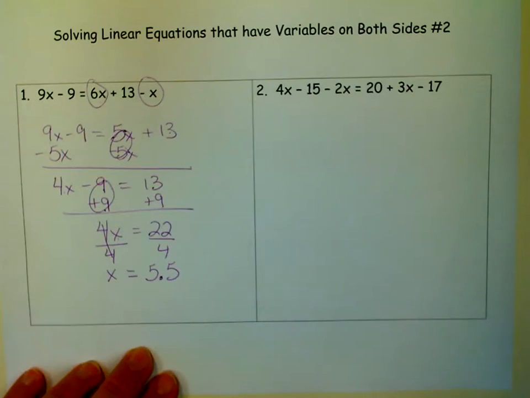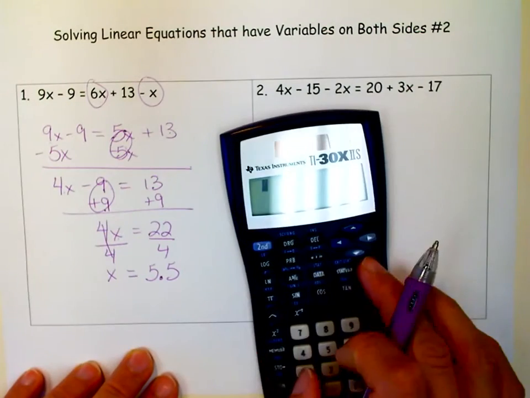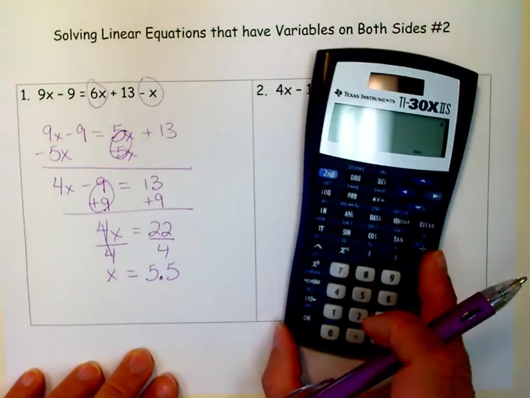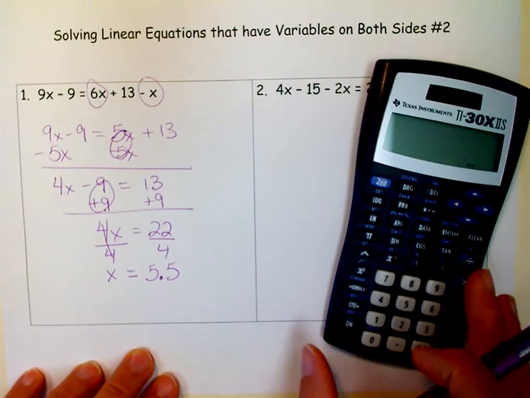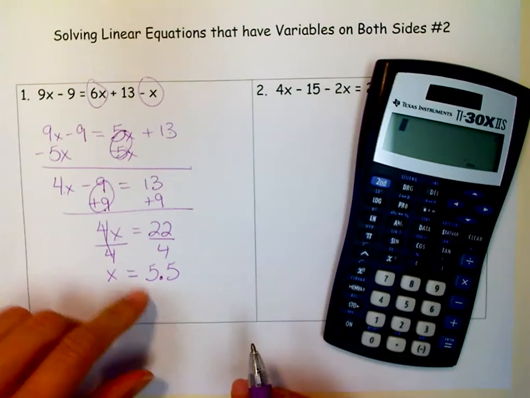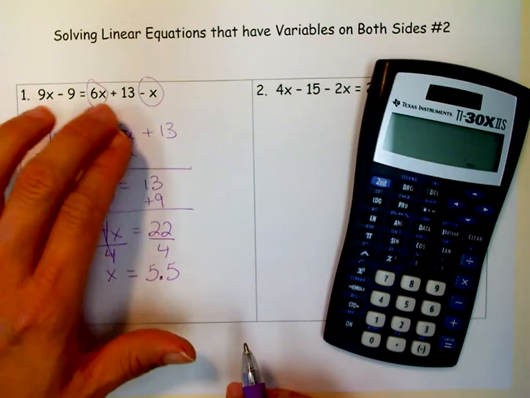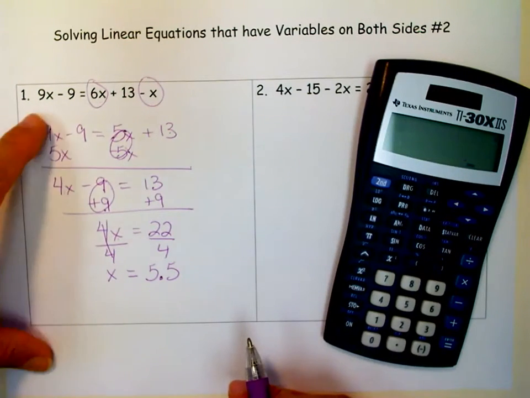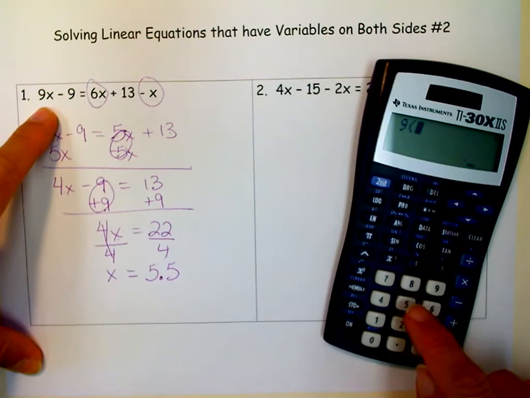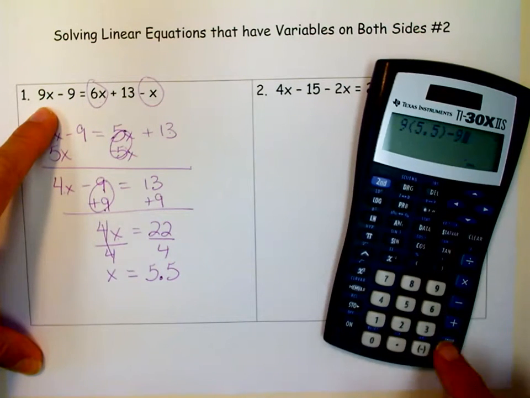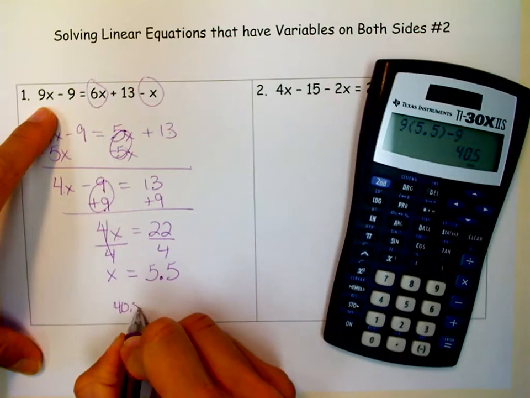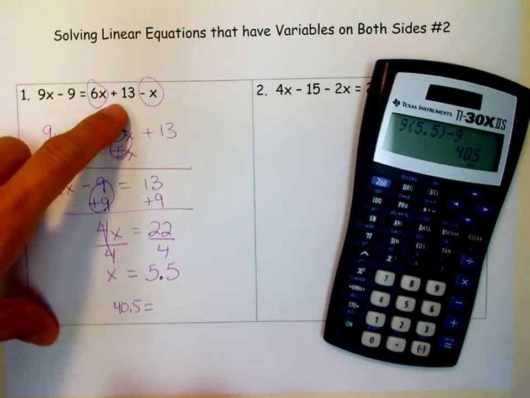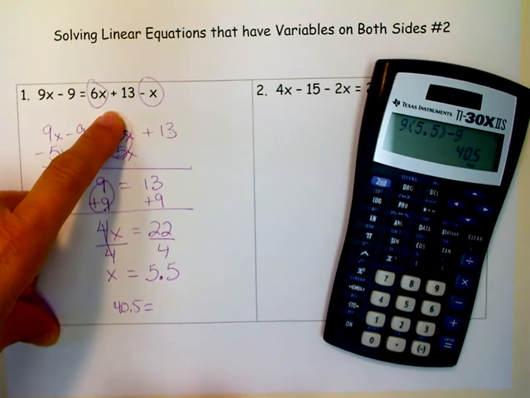And now to check that, remember, when we're checking equations that have x's on both sides of the equation, we want to put our x back into the left side, write that answer down, and then put it into the right side and write that answer down, and make sure they're equal. That's how we decide if it's correct. So I'm going to say 9 times 5.5 minus 9. That's 40.5. So I hope that this side is 40.5, and then I'll know that my answer is correct.